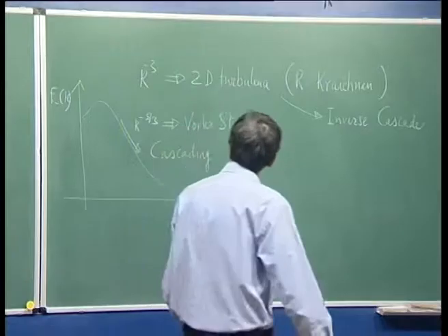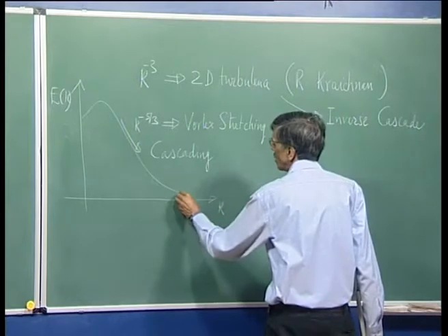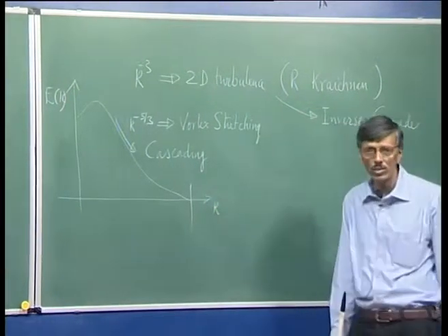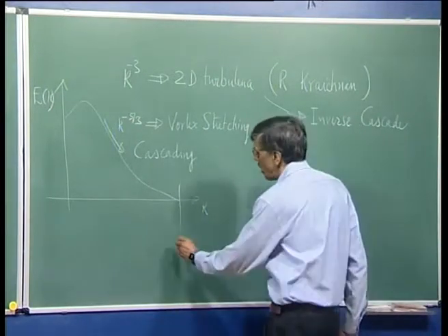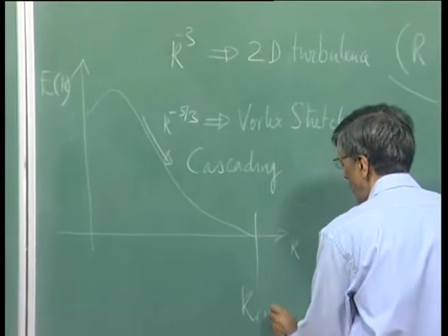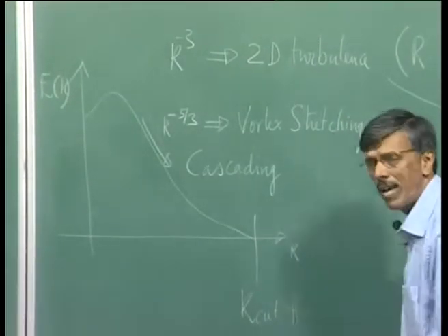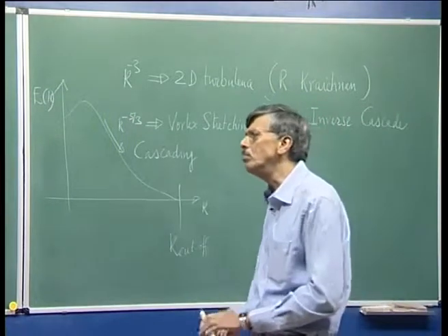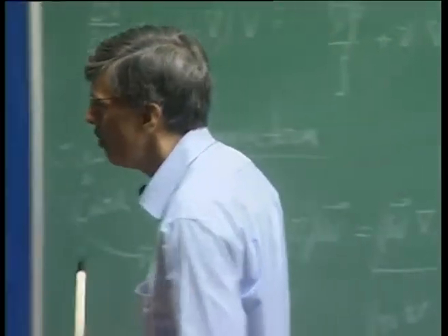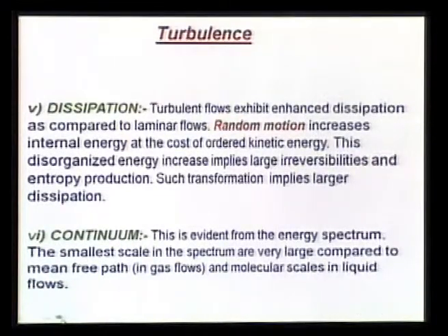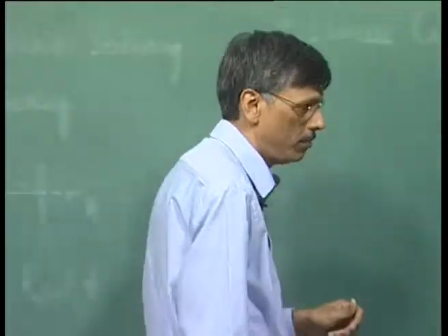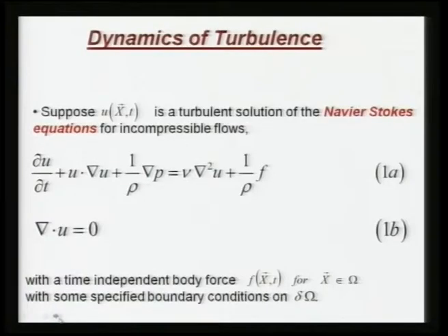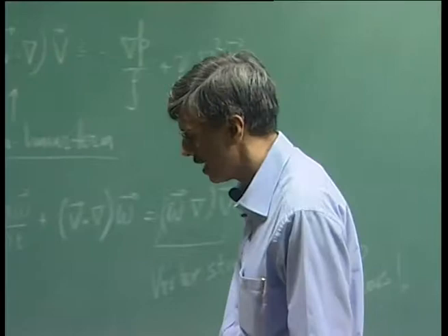if I look at the energy spectrum, it just goes somewhere there, it just stops. So, it has a finite cutoff wave number. So, if I call that k cutoff, this k cutoff corresponds to a length scale. That length scale is many times larger than the mean free path in gas flows or the molecular scales in liquid flows. So, they are not a manifestation of flow phenomena at the molecular level. It's basically happening at the macroscopic level.